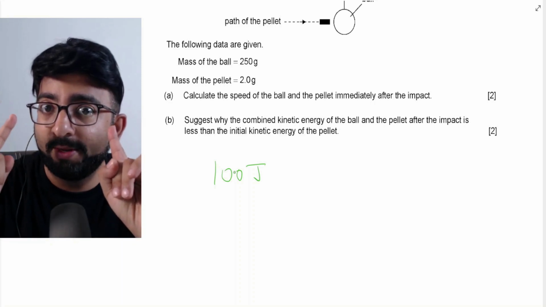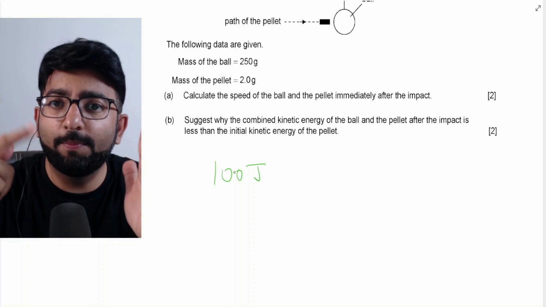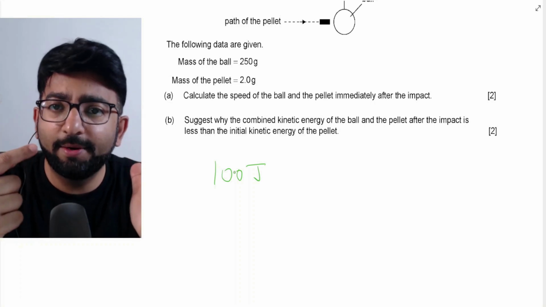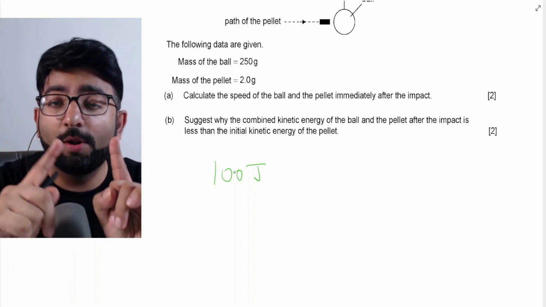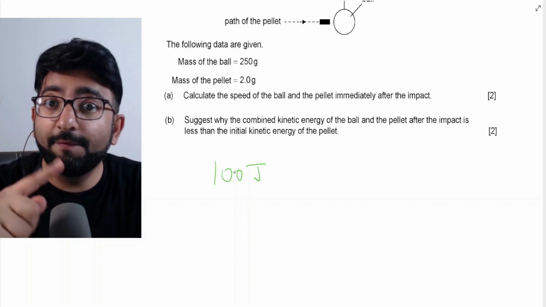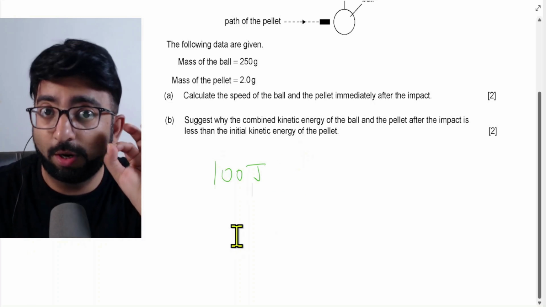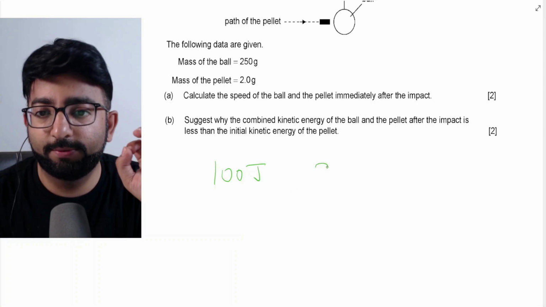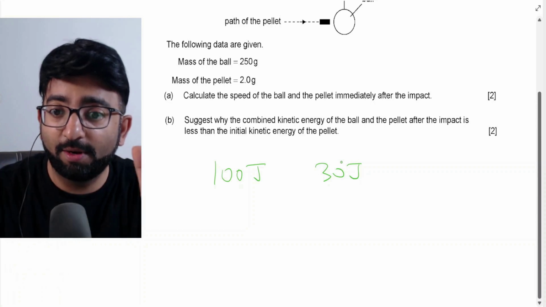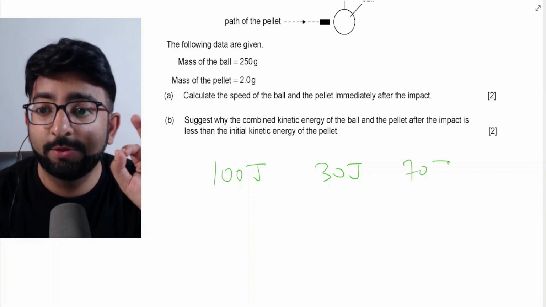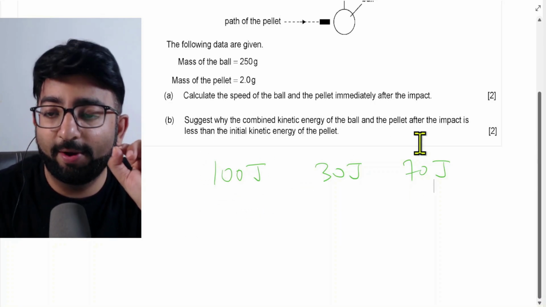So, imagine if the bullet was originally traveling with a total energy of 100 joules, out of which some energy will be used up as either heat energy, light energy, or sound energy. And whatever energy is left, that is the energy which the pellet ball system has after the collision, after the pellet gets embedded into the ball. So here, let's say initial pellet energy was 100 joules, and let's say 30 joules, for example, is wasted as either heat energy, light energy, sound energy, etc. Remaining energy will be 70 joules. So from this, we can say that the initial kinetic energy will always be greater than the final kinetic energy.